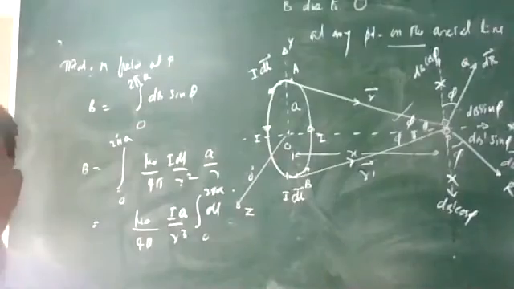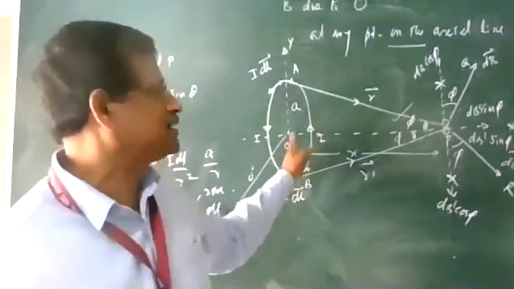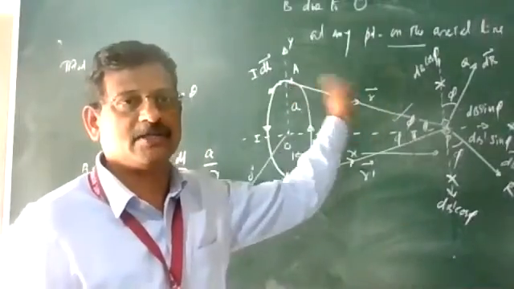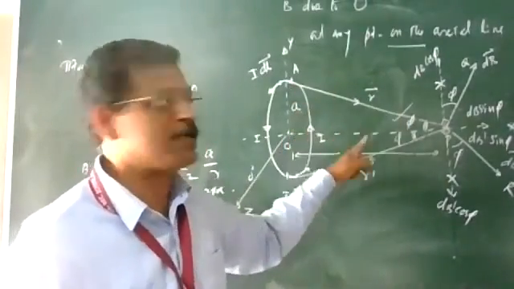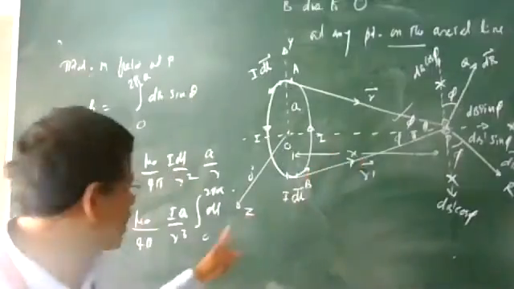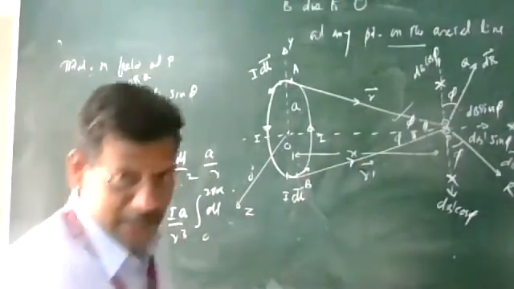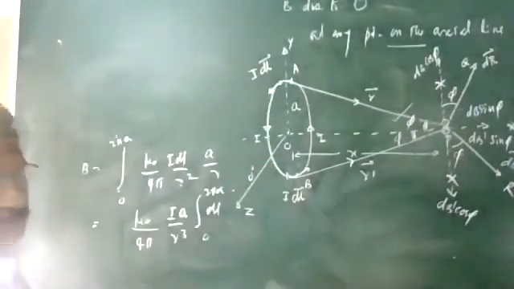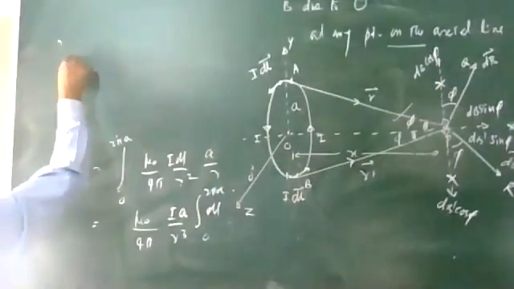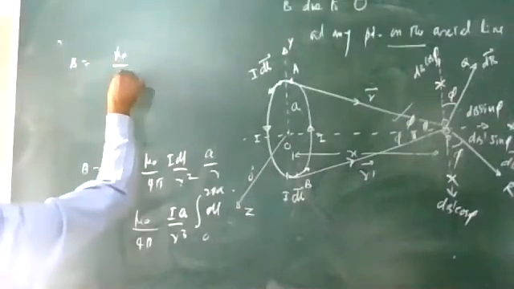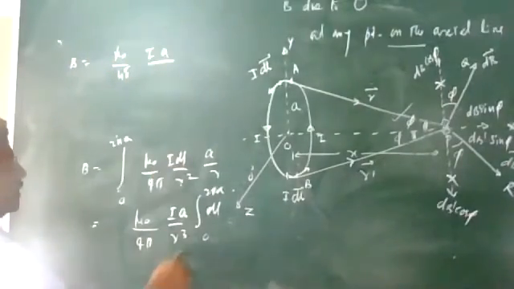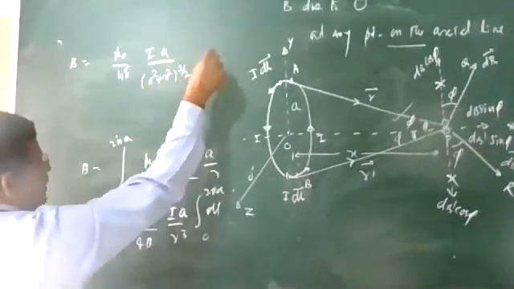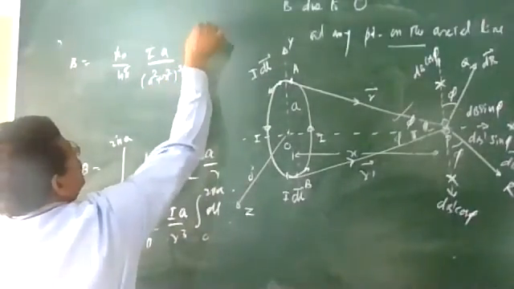But the value of r is not given. You are given only the radius and the distance of the point from the center, x. So how will you find the value of r? What is r? Hypotenuse: a square plus x square, all to the power half. Changing r in this equation, the last step. B equals mu naught divided by 4 pi, I a divided by a square plus x square to the power 3 by 2, integral 0 to 2 pi a of dl.